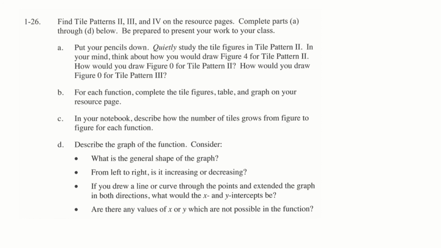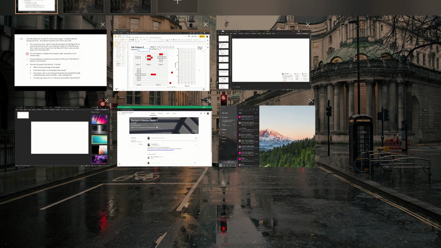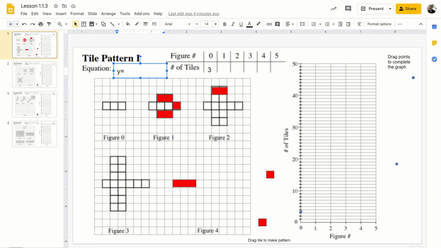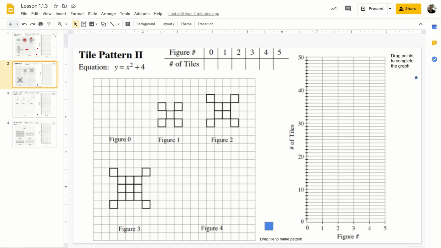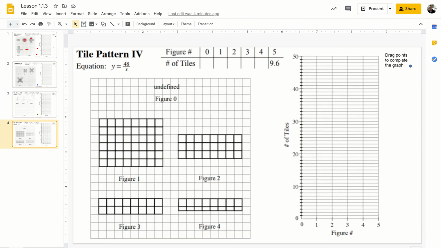And then step B says for each of the following 3, right? 2, 3, and 4. We've already done 1. For 2, 3, and 4, for each figure, complete the tile figures table and graph on your resource page, and you're going to be doing those back over on slides. Let me go back to that real quick. It's right here. There we go. So this is the second one. This is the third. And this is the fourth.